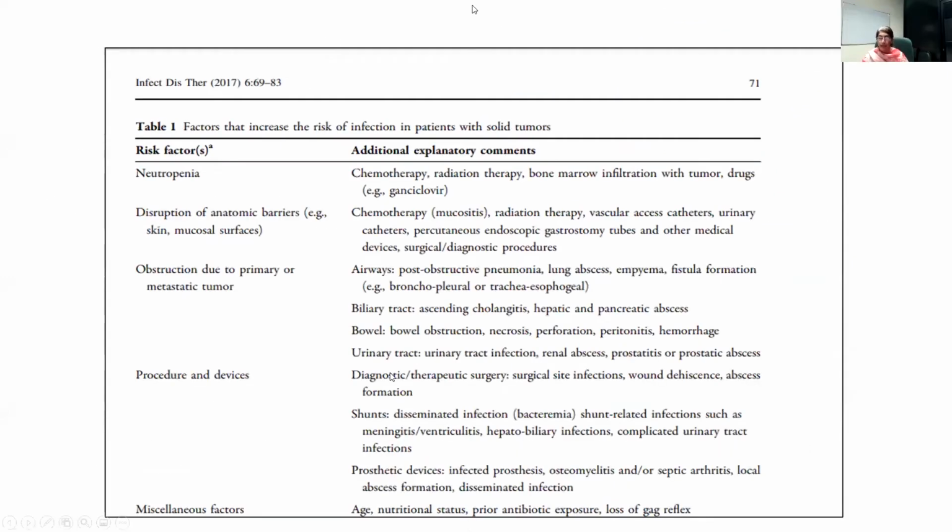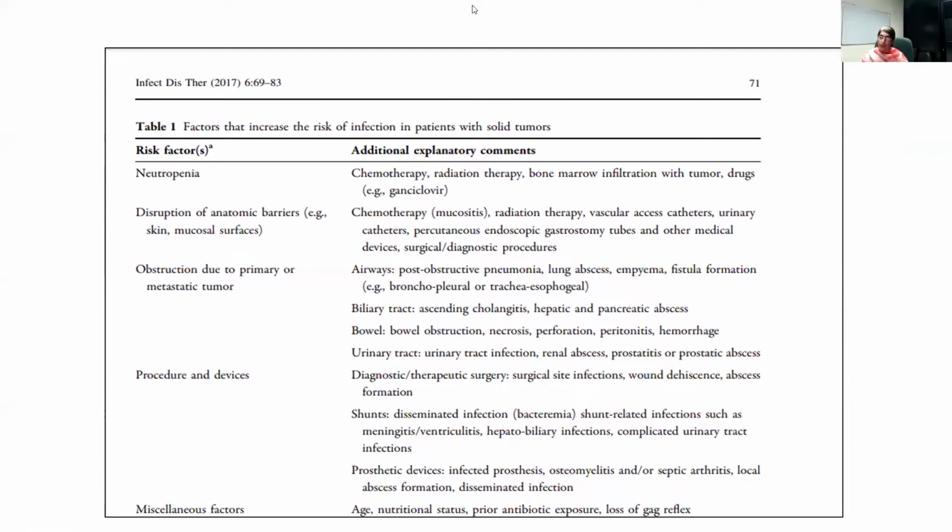This table shows the factors that increase the risk of infection in patients with cancer. The first and most important is neutropenia, resulting from chemotherapy, radiation therapy, bone marrow infiltration with tumor, or drugs. Then disruption of the normal anatomic barriers, for example, caused by chemotherapy resulting in mucositis, radiation therapy, use of vessel access catheters, urinary catheters, gastrostomy tubes. So all these things result in disruption of the normal anatomic barrier and make a patient more prone to develop infections.